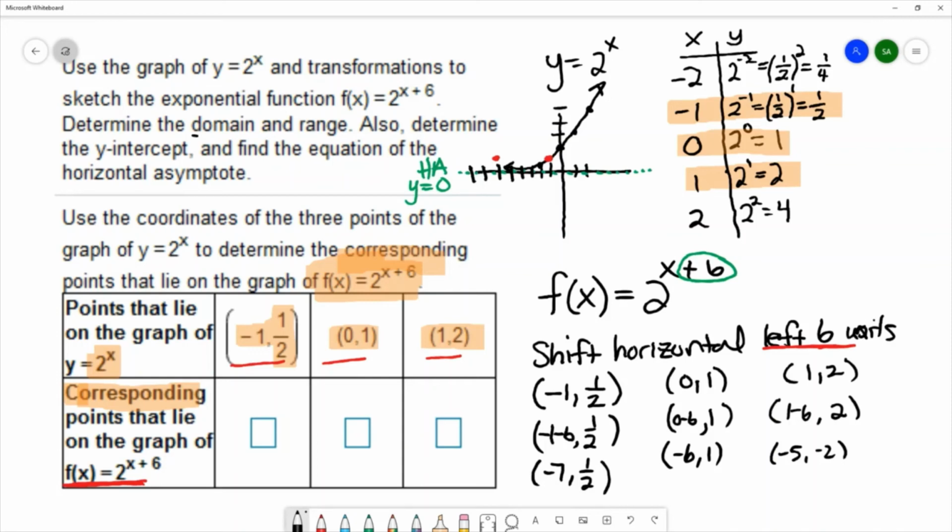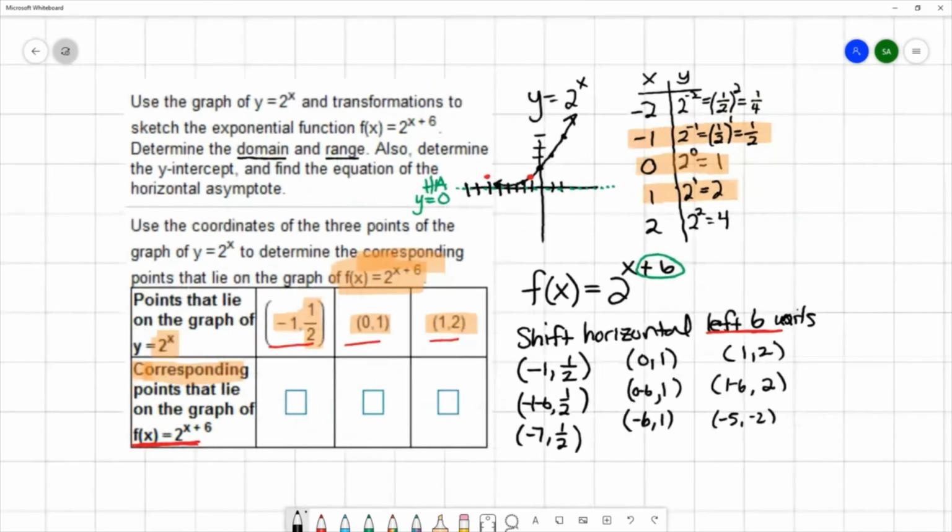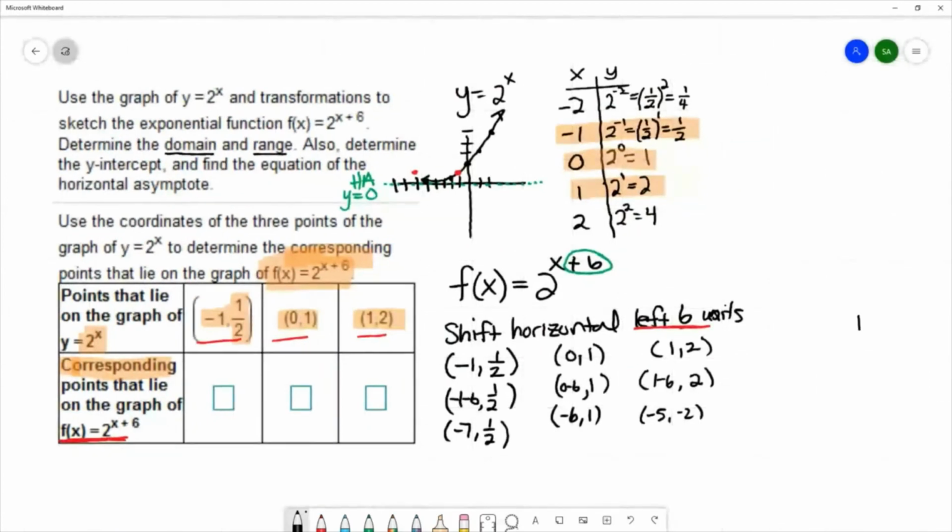We want to determine the domain and range. In order to determine the domain and range, I'm going to plot these points so I know what that graph looks like. -7, 1/2, -6, 1, and -5, 2. We get a graph that looks like this.